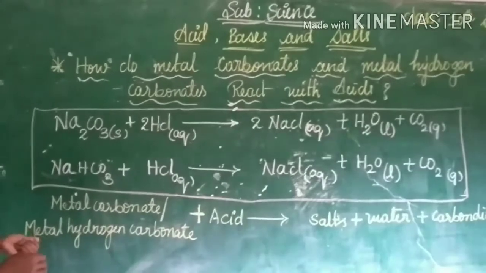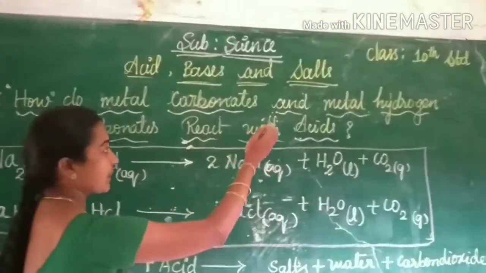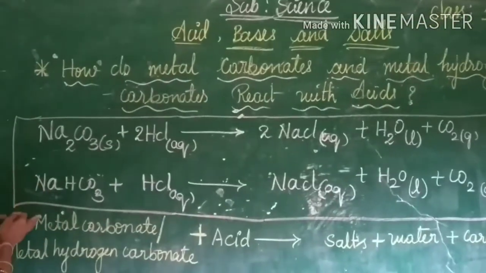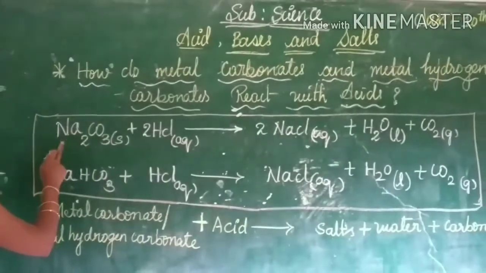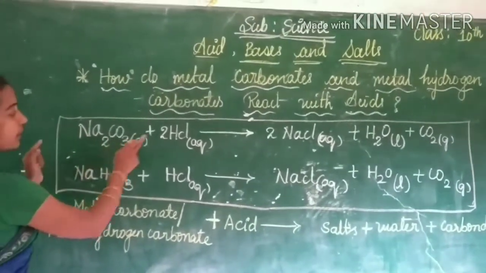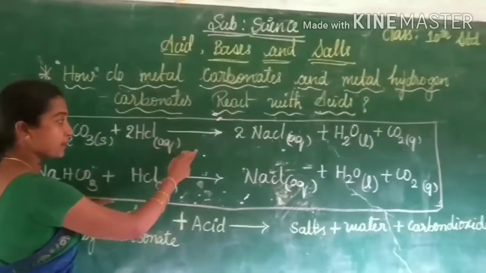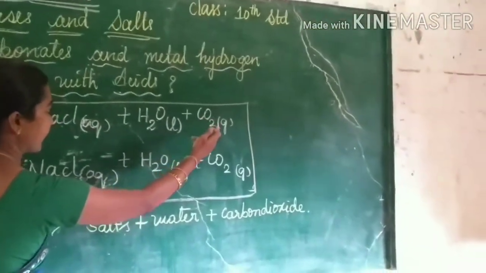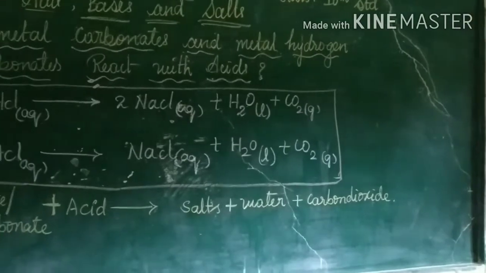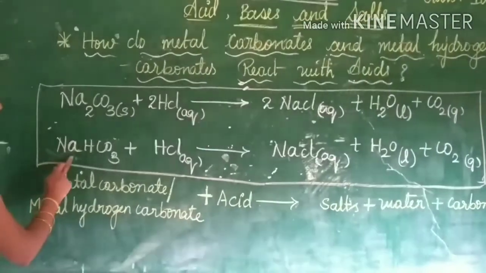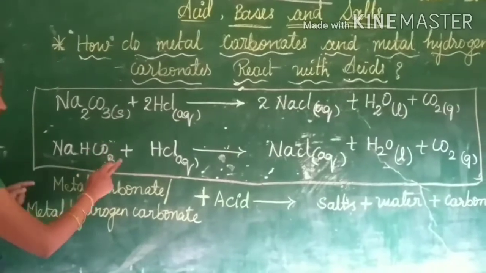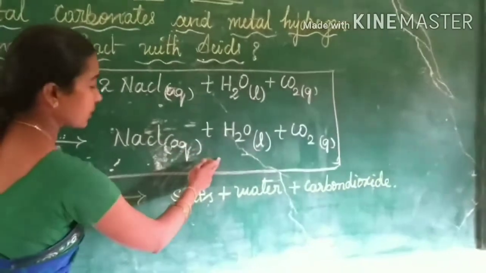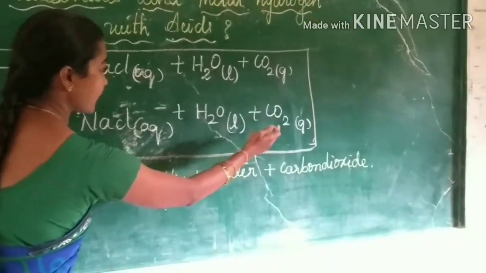Okay, now let's come to how metal carbonates and metal hydrogen carbonates react with acid. See children here, take for example the metal carbonate sodium carbonate. Sodium carbonate reacts with hydrochloric acid. It produces sodium chloride with water and liberation of carbon dioxide gas. And next, the metal hydrogen carbonate is sodium bicarbonate. It reacts with hydrochloric acid. It produces sodium chloride with water and liberation of carbon dioxide gas.